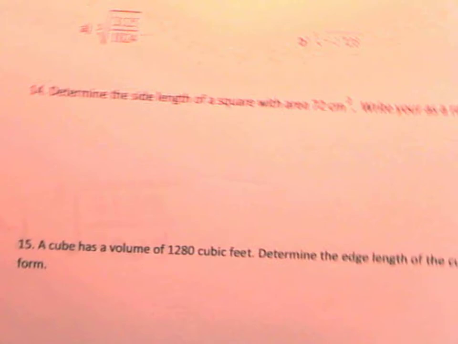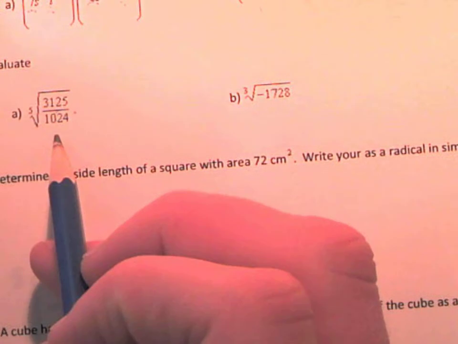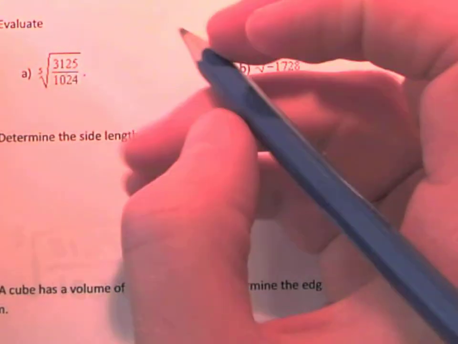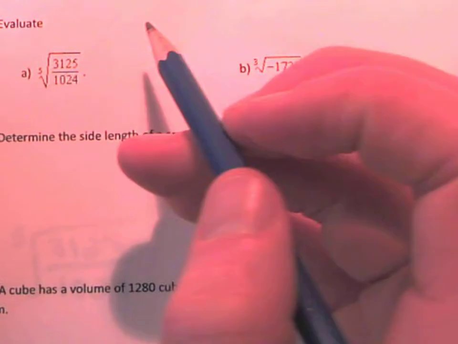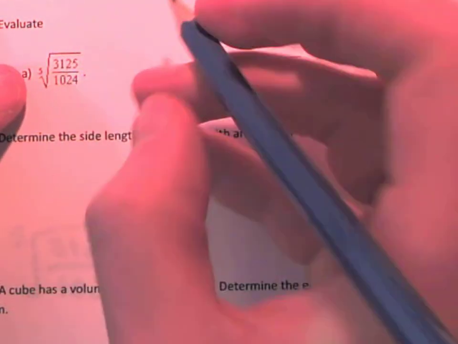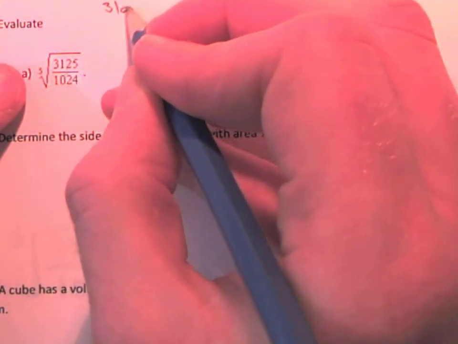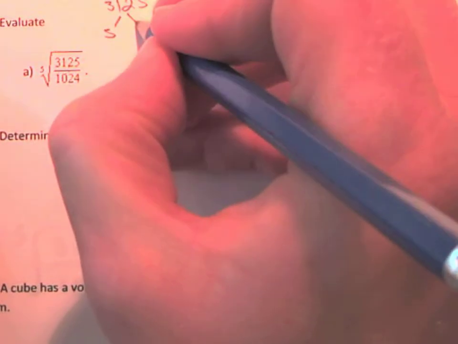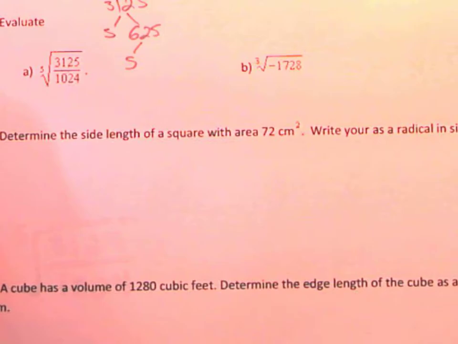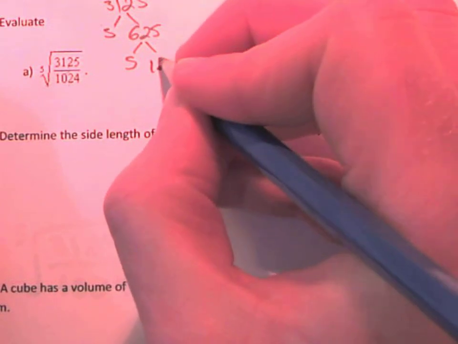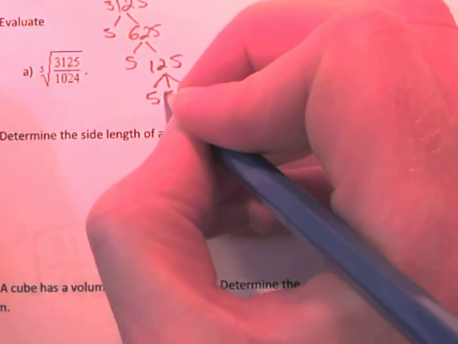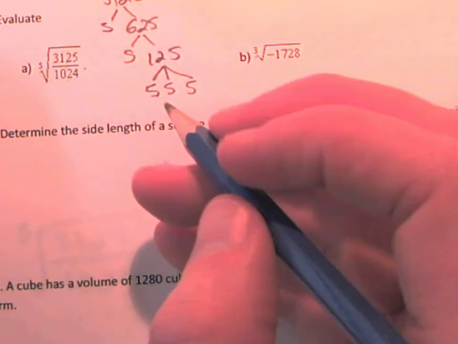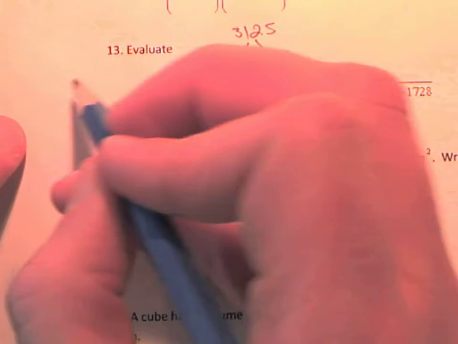Nice. Alright, number 13. Fifth root of 3,125 over 1,024. So when I see this, I see that I can't really do anything, so let's prime factor both of those separately. So 3,125, I know a 5 can go in there. That's 625, I know 5 is going to go in there. That's 125, and I know that's just 5 times 5 times 5. So I got 1, 2, 3, 4, 5 5s. Okay. The other one I have to do is that 1,024 separately.